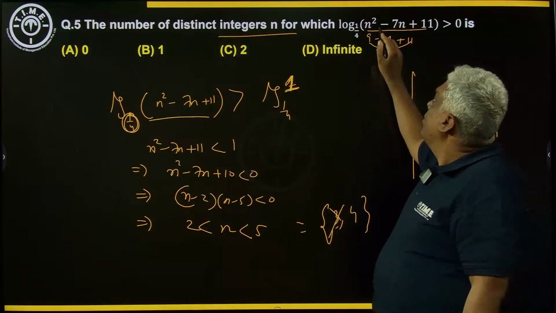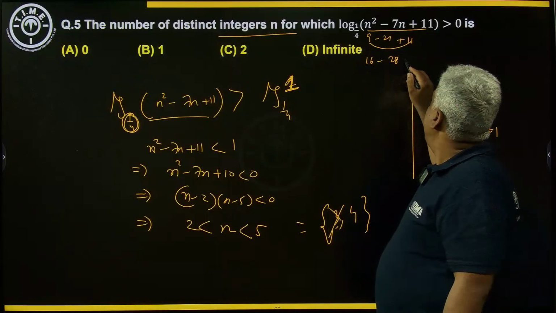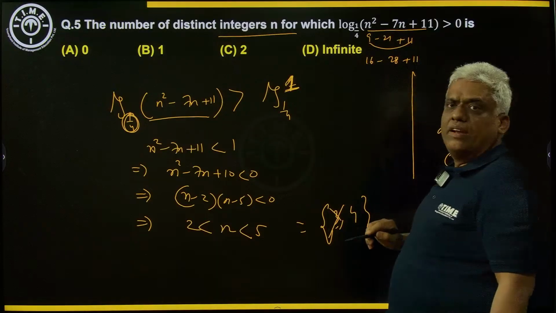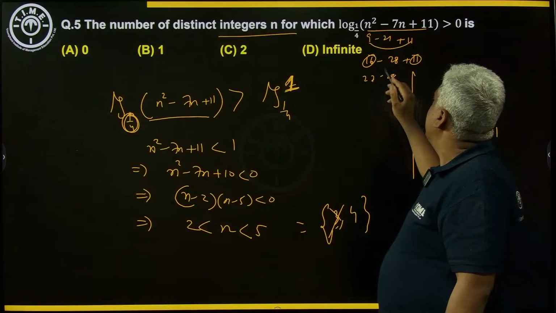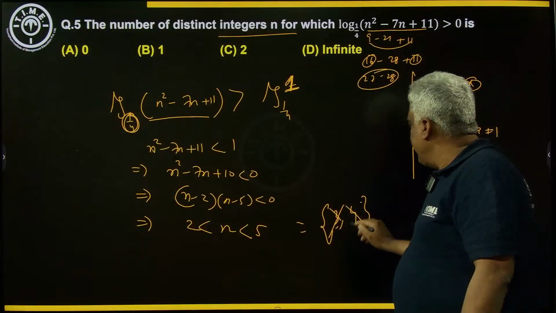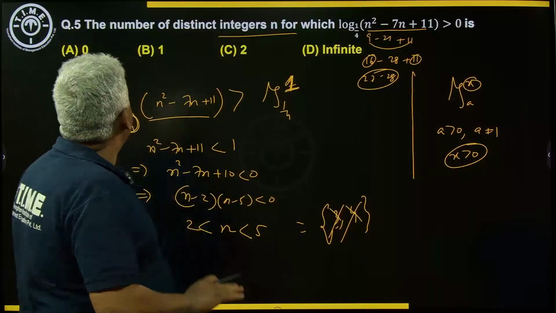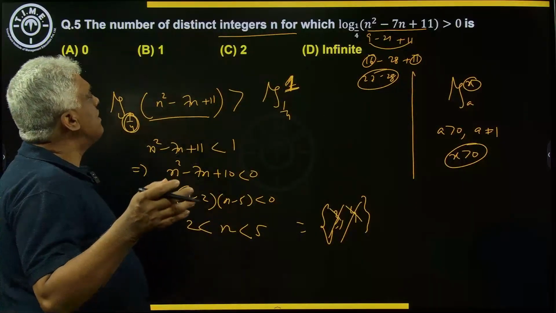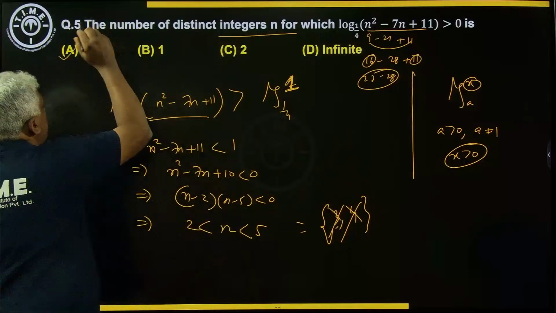Let's check 4. 4 square is 16 minus 4 into 7, 28, and plus 11. Now 16 plus 11 is 27. 27 minus 28, again it's negative. So this is also invalid. So both are invalid, so there is no solution. They're asking for the number of distinct integer values, so the answer is 0.